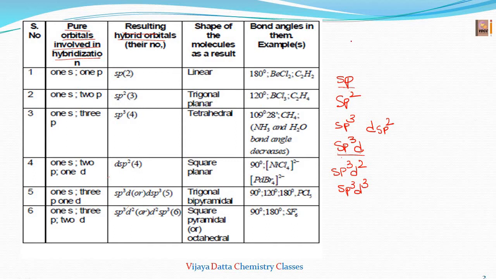I'll take one example, beryllium chloride, BeCl2. As we know, what is beryllium's electronic configuration? It is 1s2 2s2. So the outermost valence shell is 2s2. 1s holds the core electrons, which do not participate in the hybridization. 2s2 is the valence shell, and it has 2 electrons. To form a bond with chlorine, it requires 2 unpaired electrons.